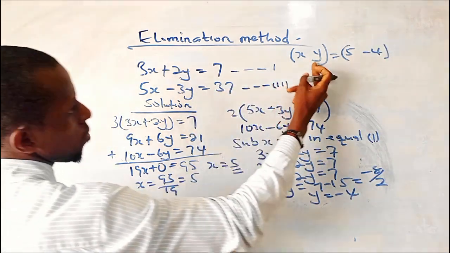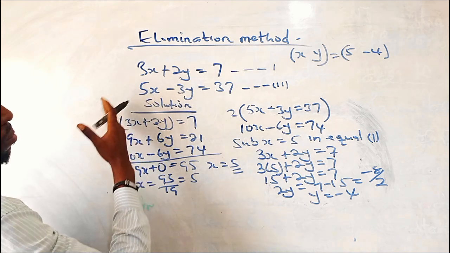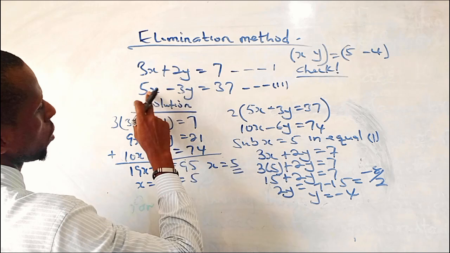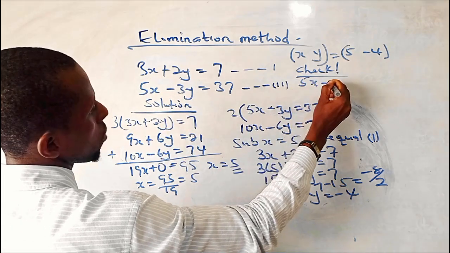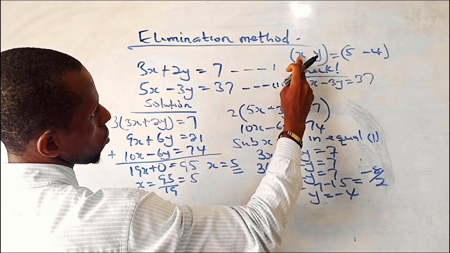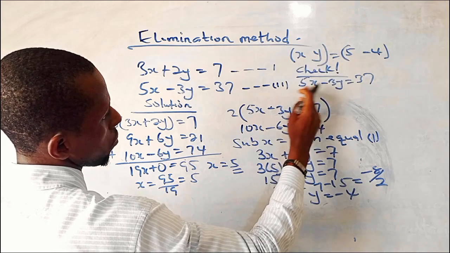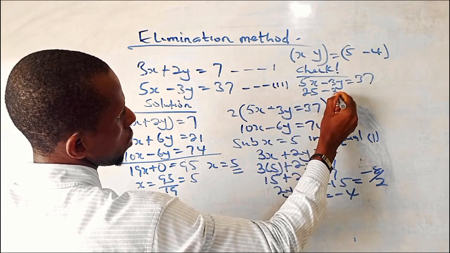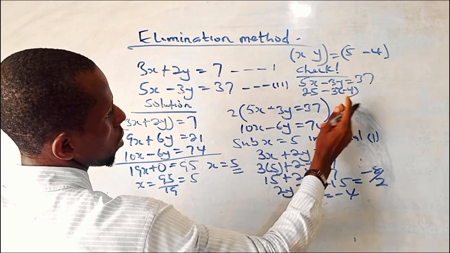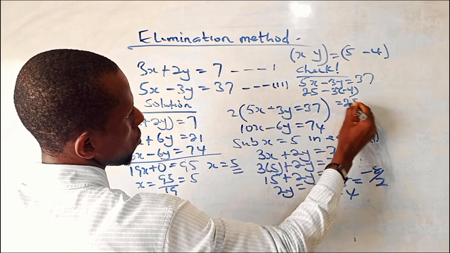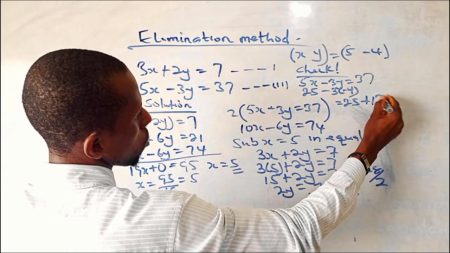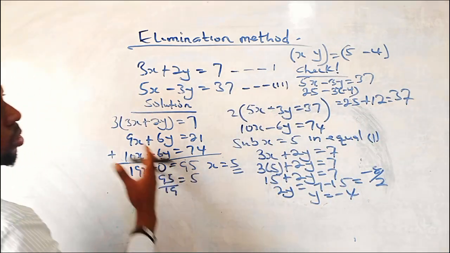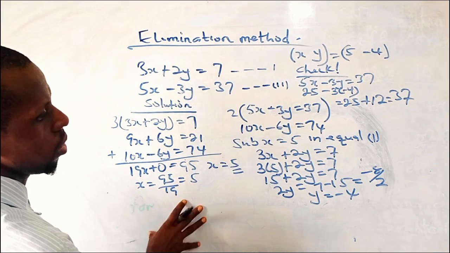So we can check the value of this in the other equation to confirm our answers. When I say check, let me use the second equation in this case. I have 5x minus 3y equals 37. So when I substitute the value of x, which is 5, I have 5 times 5, 25, minus 3 times the value of y, which is minus 4. So minus 3 times minus 4. Okay, so this gives us 25. Minus and minus is plus. 3 times 4 is 12. When we add this together, we have 37. So this is how we solve simultaneous equations using the elimination method.